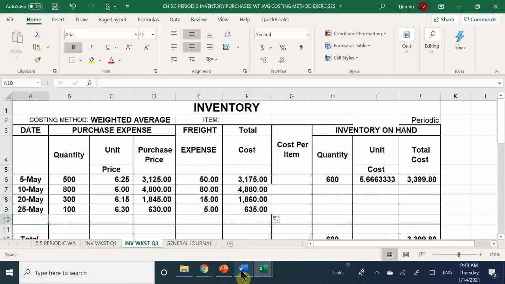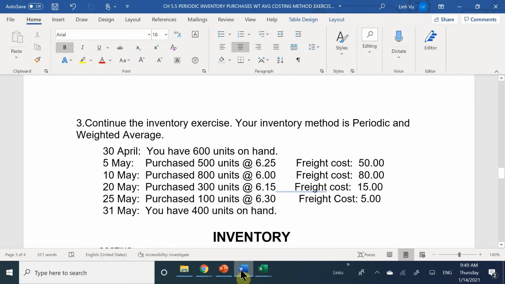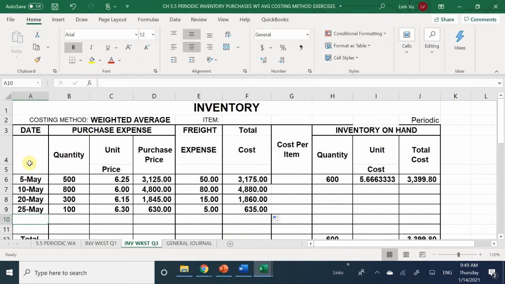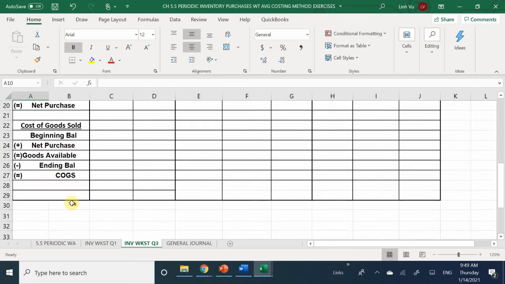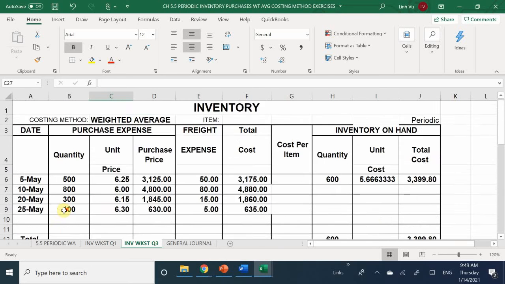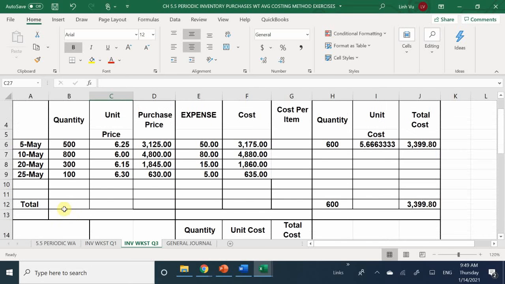And then let's see what lastly happened. Lastly, on May 31st, you have a total of 400 items on hand. So in this case, because I'm just only working on my worksheet, I'm going to go down here, and we know that ending balance is going to be 400. Okay, so let's go ahead and add up the totals.